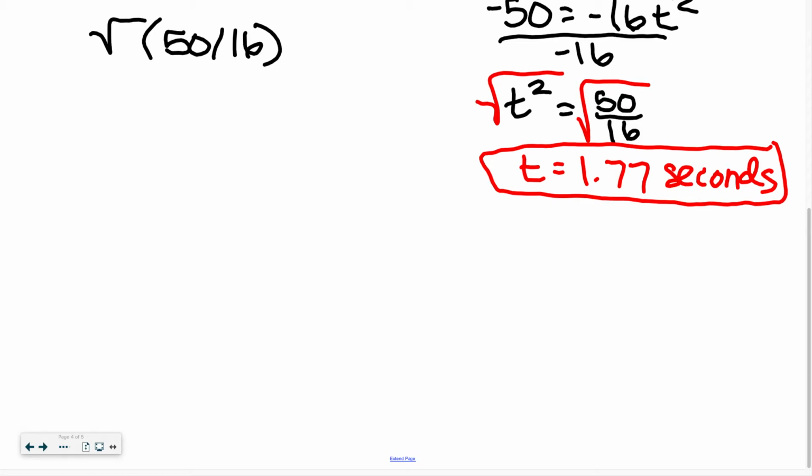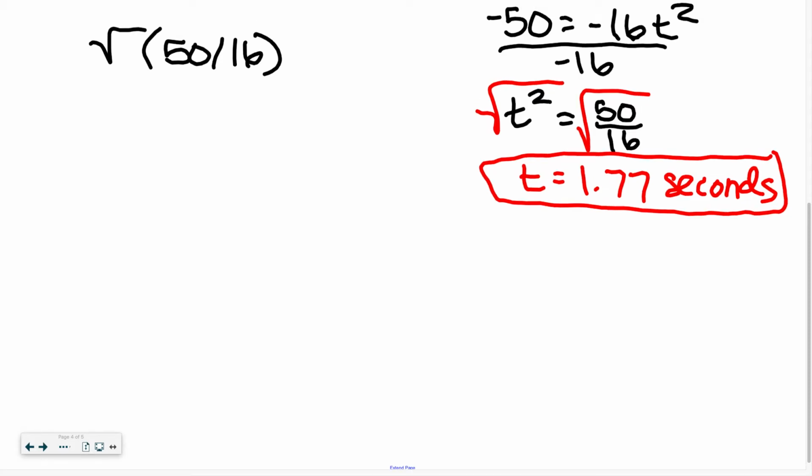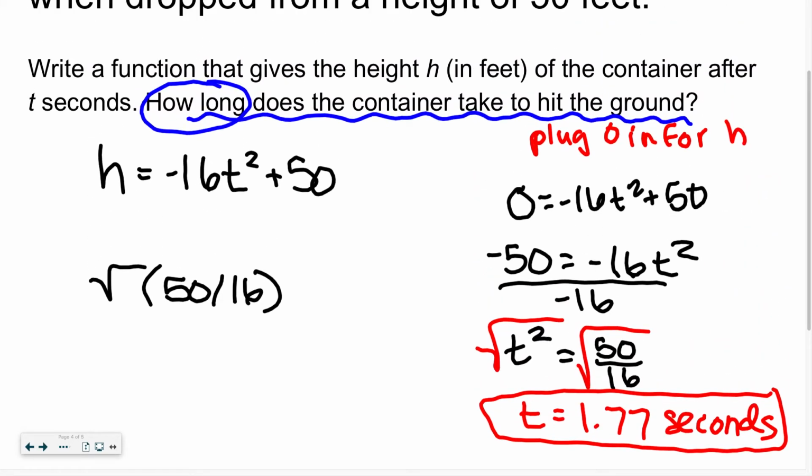Okay? So if I had asked somebody like TJ to evaluate with our model the height of the egg after 2 seconds, what would his answer have been when he plugged it in? What kind of number would it have been if you had plugged 2 into the equation? If the egg is on the ground at 1.77 seconds, and I asked TJ to plug in 2, what would be true about the h he gets out? It would be a negative number.